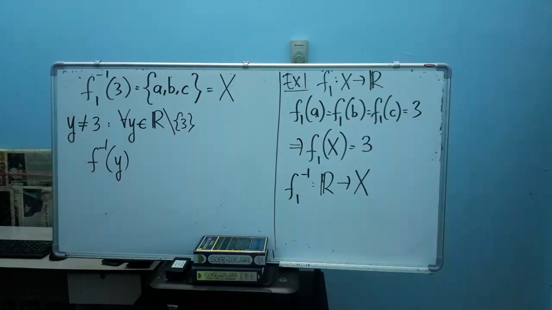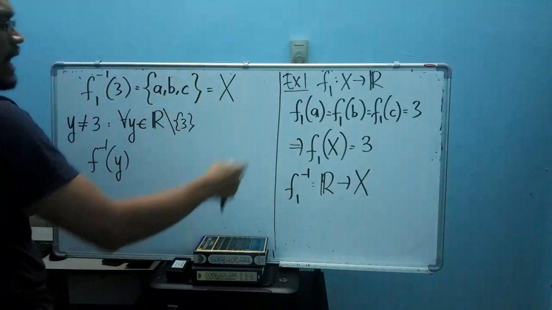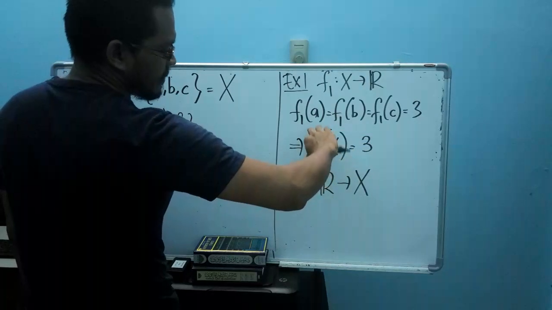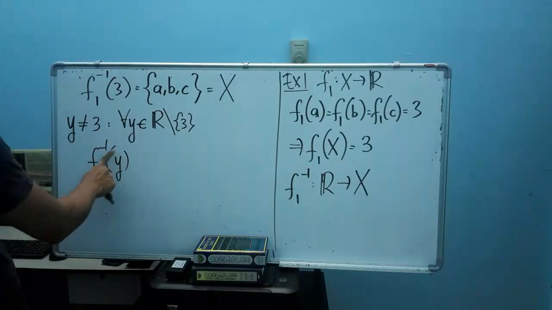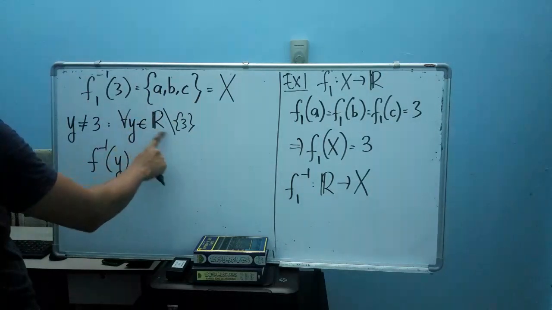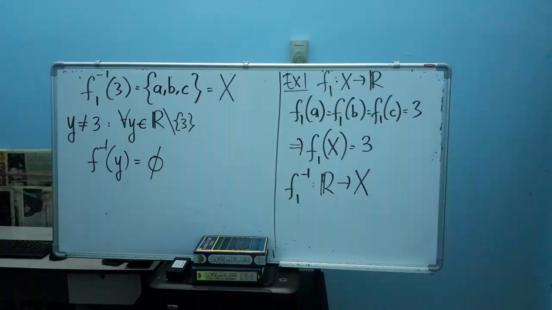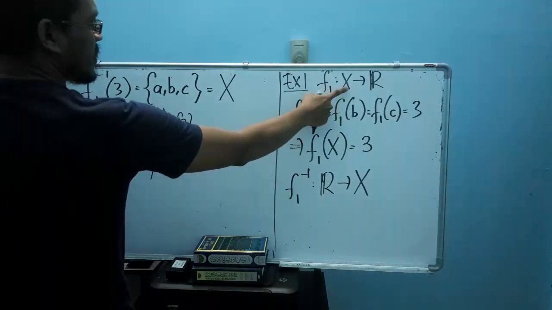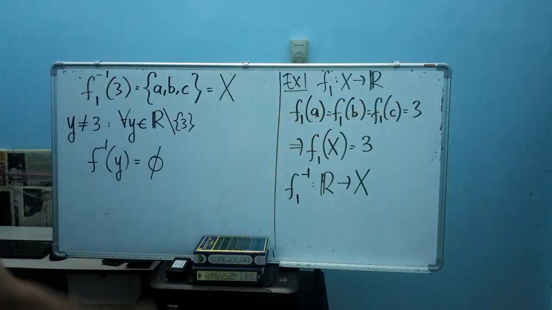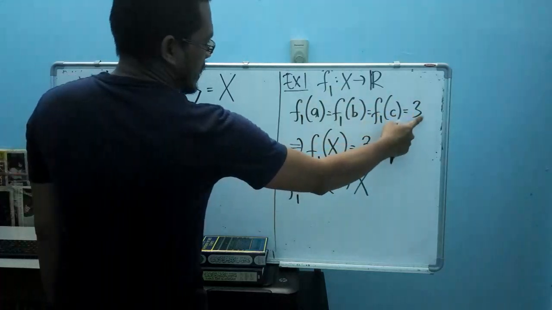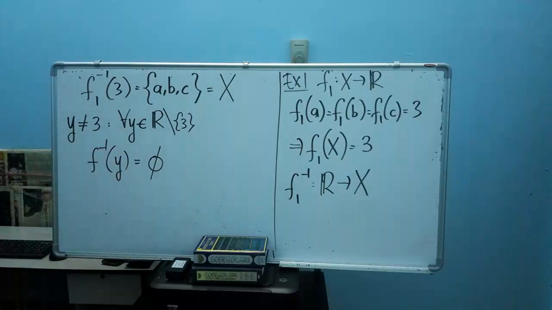So this one equals 1. Since our f1 here takes only one value, 3, it means that f1 doesn't take any value other than 3. Therefore, when you find the pre-image, or the inverse of this y, where y is taken from this set, this one equals the empty set. Why? Because when you map f1 from X to R, you have f1(a) = 3, f1(b) = 3, f1(c) = 3, meaning you don't have any number other than 3. Therefore, when you find the pre-image of y, where y is not equal to 3, this one equals the empty set.